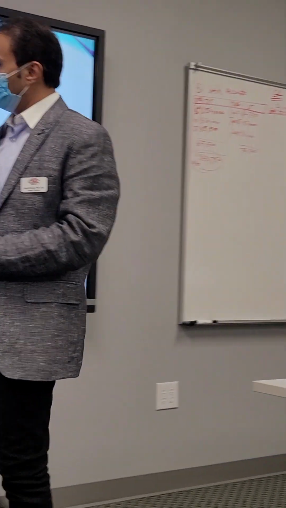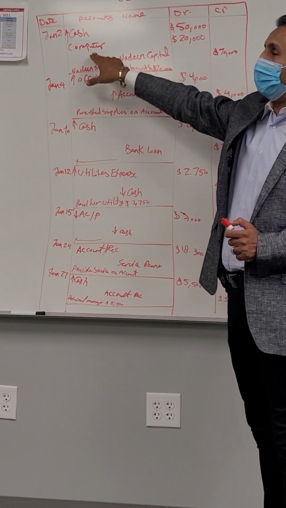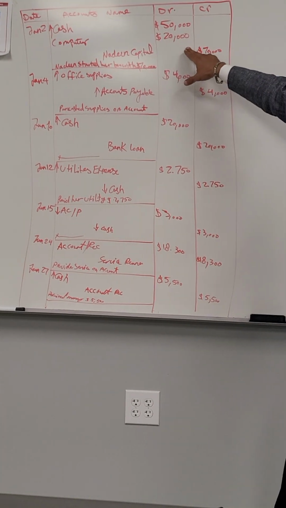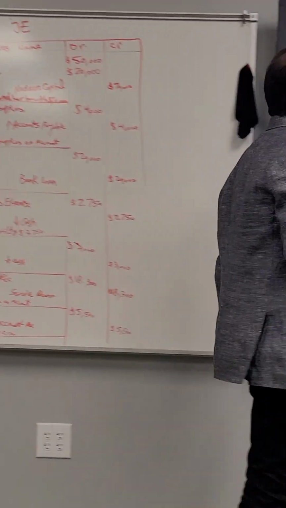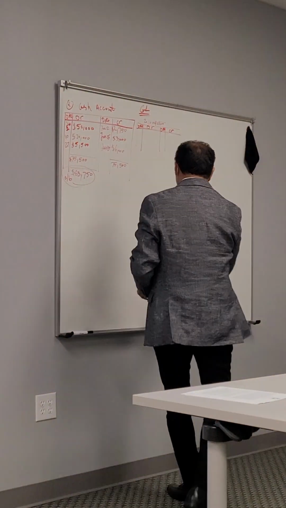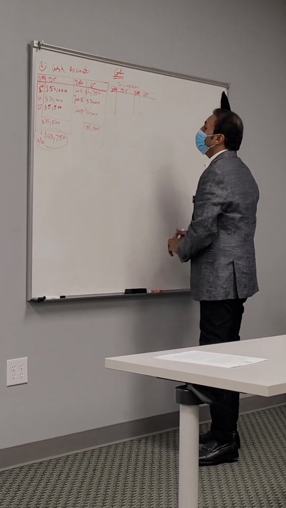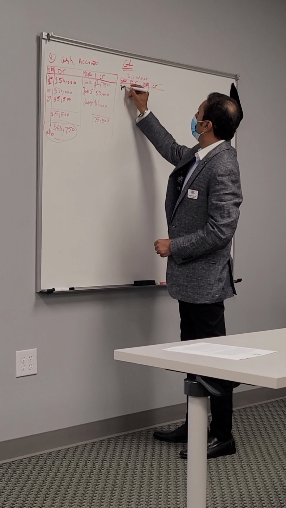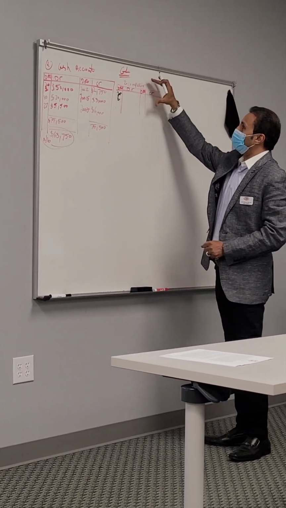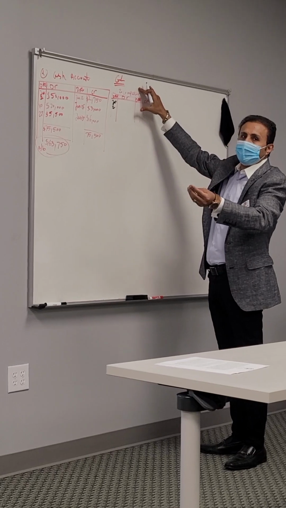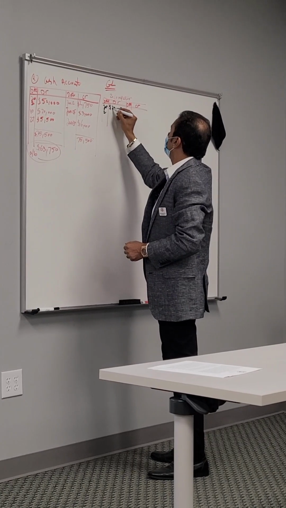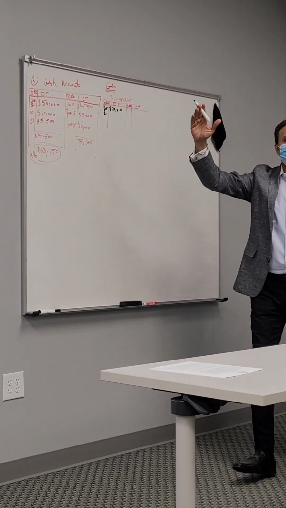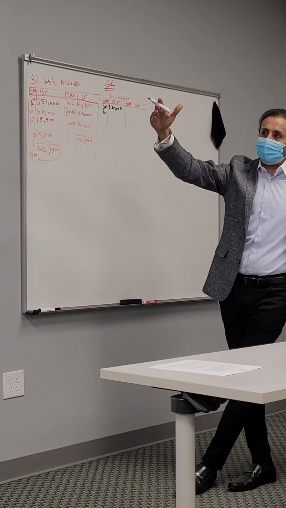Here, computer in Jan 2, debit or credit? Debit. How much? $20,000. So I have to record the $20,000 in Jan 2, $20,000 under computer in the debit side. Date Jan 2, computer, debit or credit there? Debit. How much is that debit amount? $20,000. That's it.